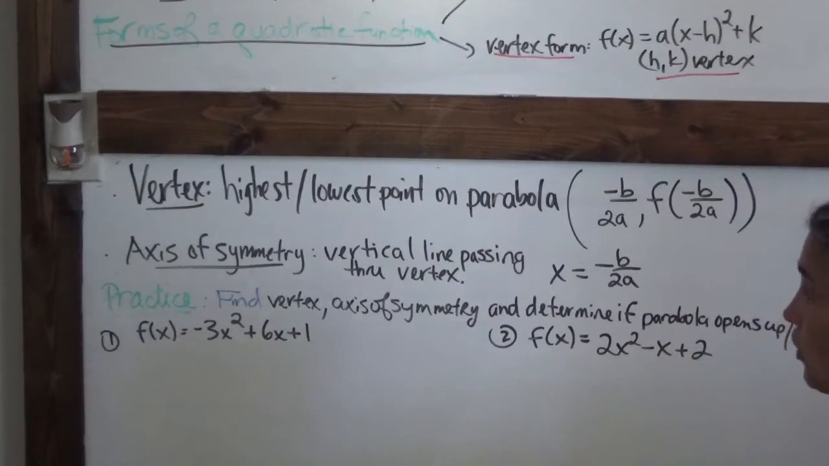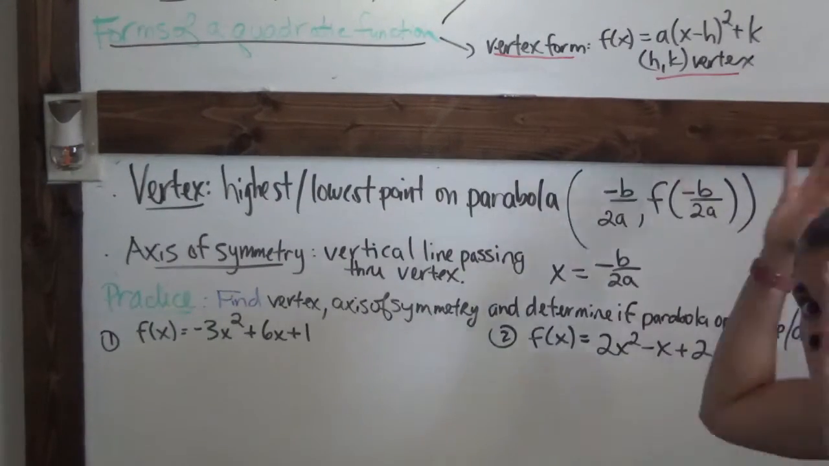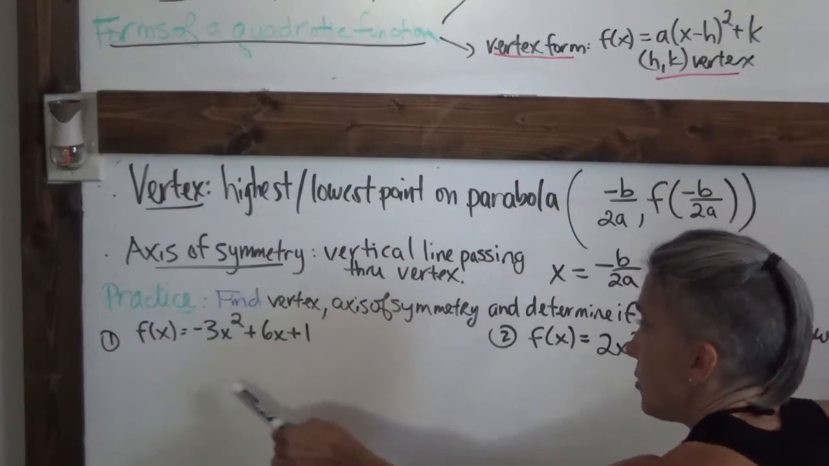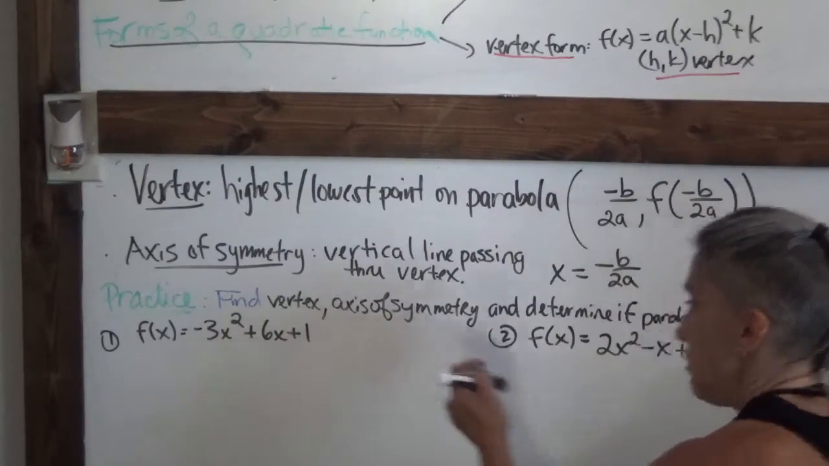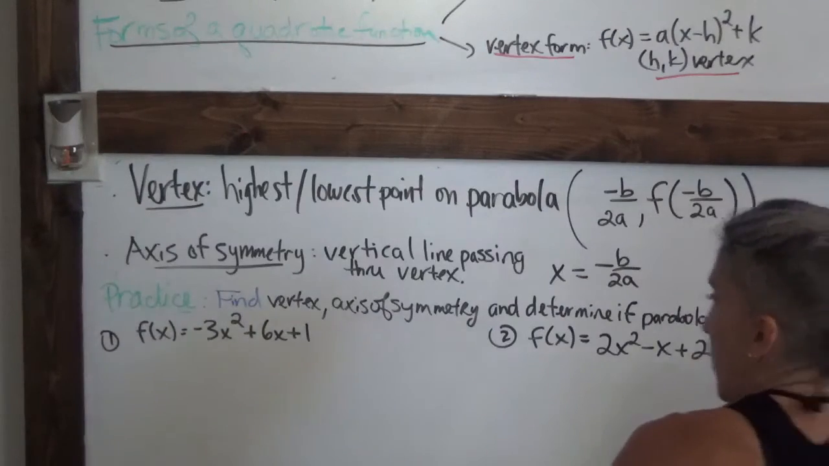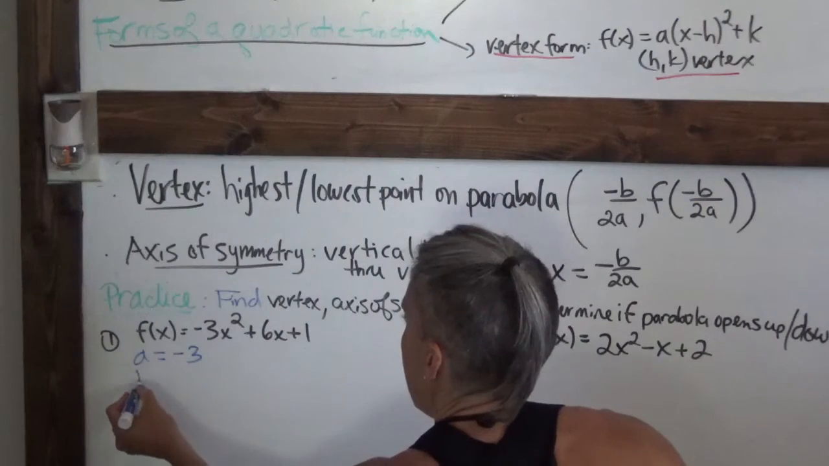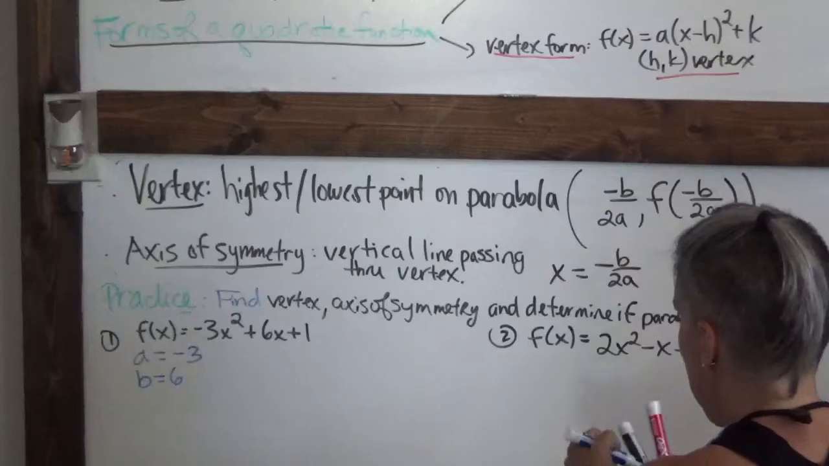So we have two practice questions that we're going to take a look at. We're going to find the vertex, we're going to find the axis of symmetry, and we're going to figure out if a parabola opens up or if it opens down, happy or unhappy. Alright, so if your equation is not in this form, you need to move things around to make sure that it's ax squared plus bx plus c. So let's define on here what's the a, what's the b. So a is -3, b is 6. I don't need the c for this formula, so I'm not even going to write it out.